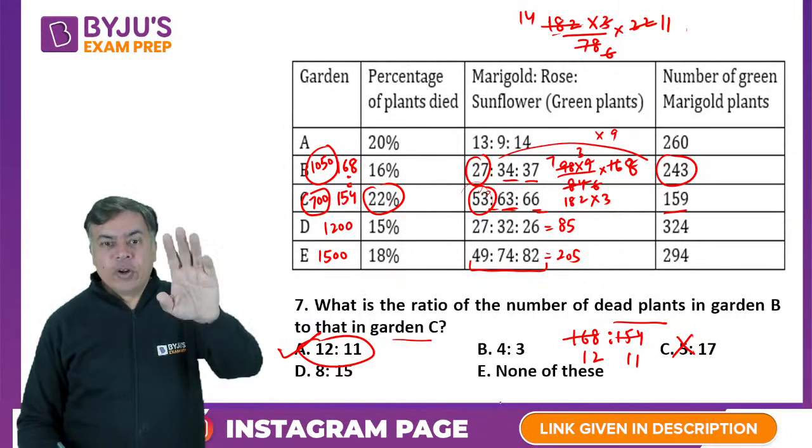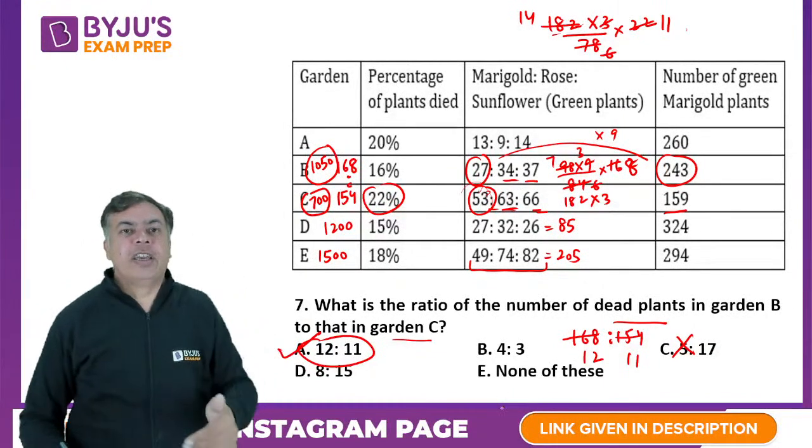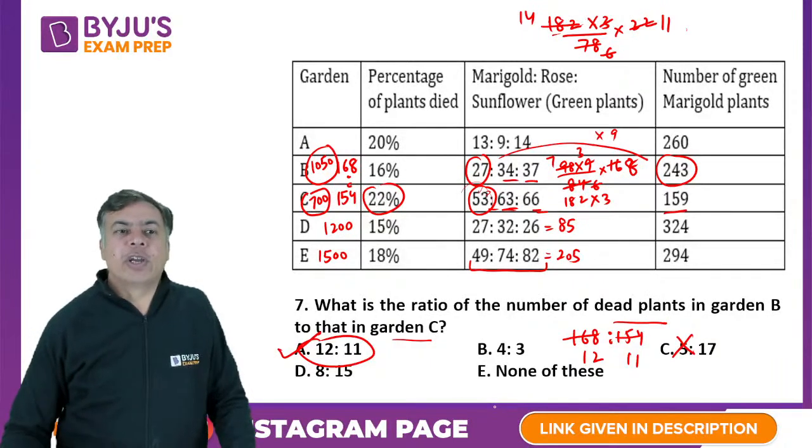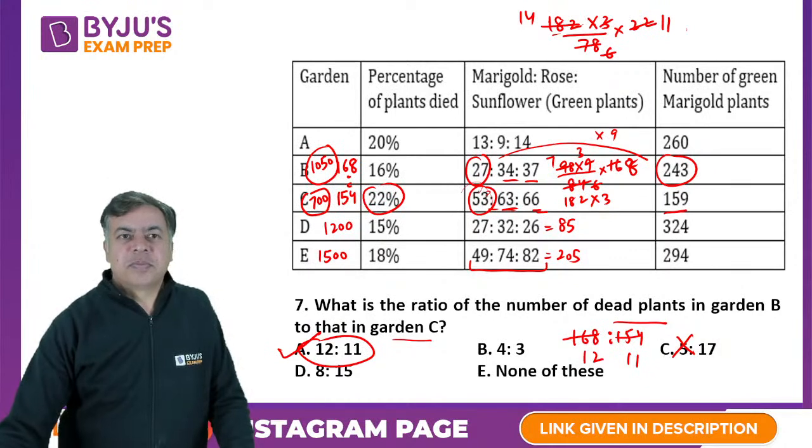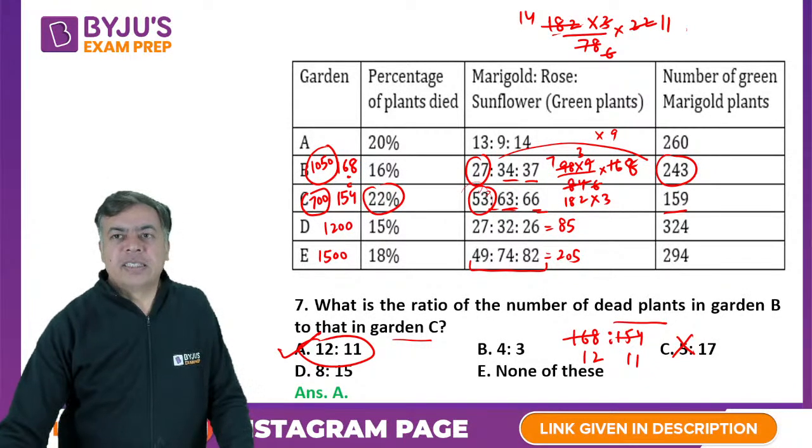Okay, if I know the total of B, C, D, E, any other question we can answer easily. Right? A is the correct answer. A, 12 is to 11, is the correct answer. Okay, let's see the next one. A is the correct answer.